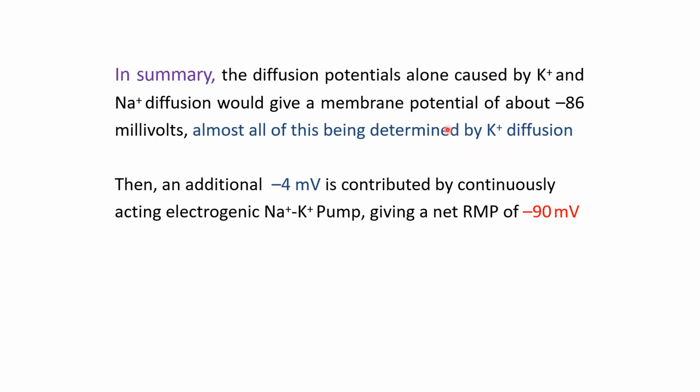So in summary, diffusion potentials alone caused by potassium and sodium would give a membrane potential of minus 86 millivolts, almost all of this being determined by potassium diffusion. Then an additional 4 millivolts is contributed continuously by the sodium potassium pump, giving a net resting membrane potential of minus 90 millivolts.